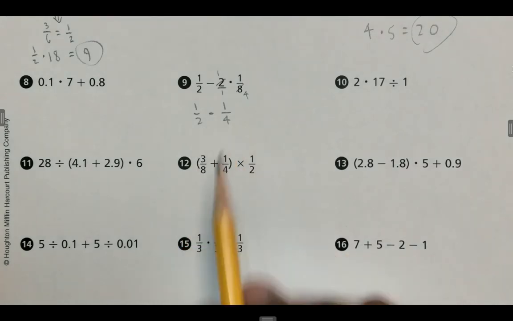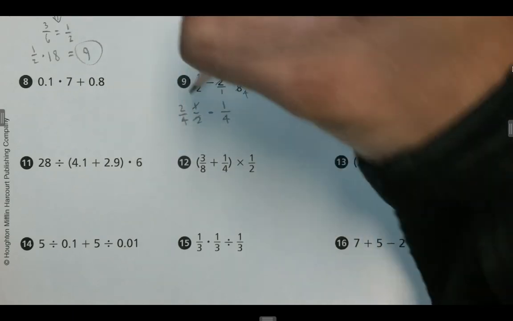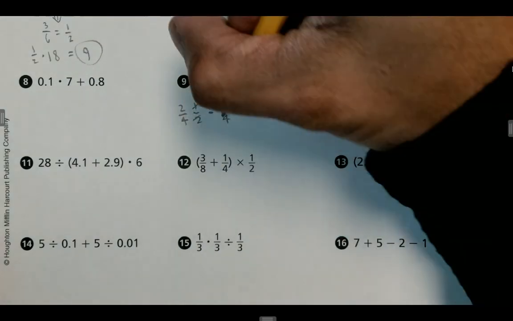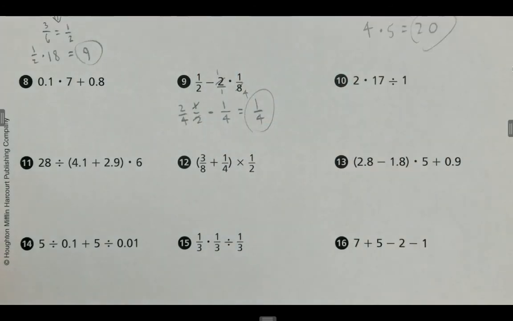To add or subtract, we need a common denominator. 1/2 can be rewritten as 2/4. 2/4 minus 1/4 is 1/4.